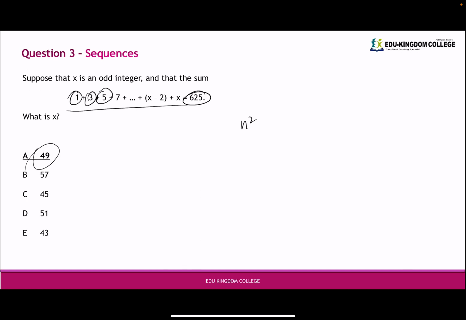If you had thought about it as 2 plus 4 plus 6 plus 8, the 25th even number would have been 50. So it's going to be 1 less than that, right? Because the odd numbers are all 1 less.